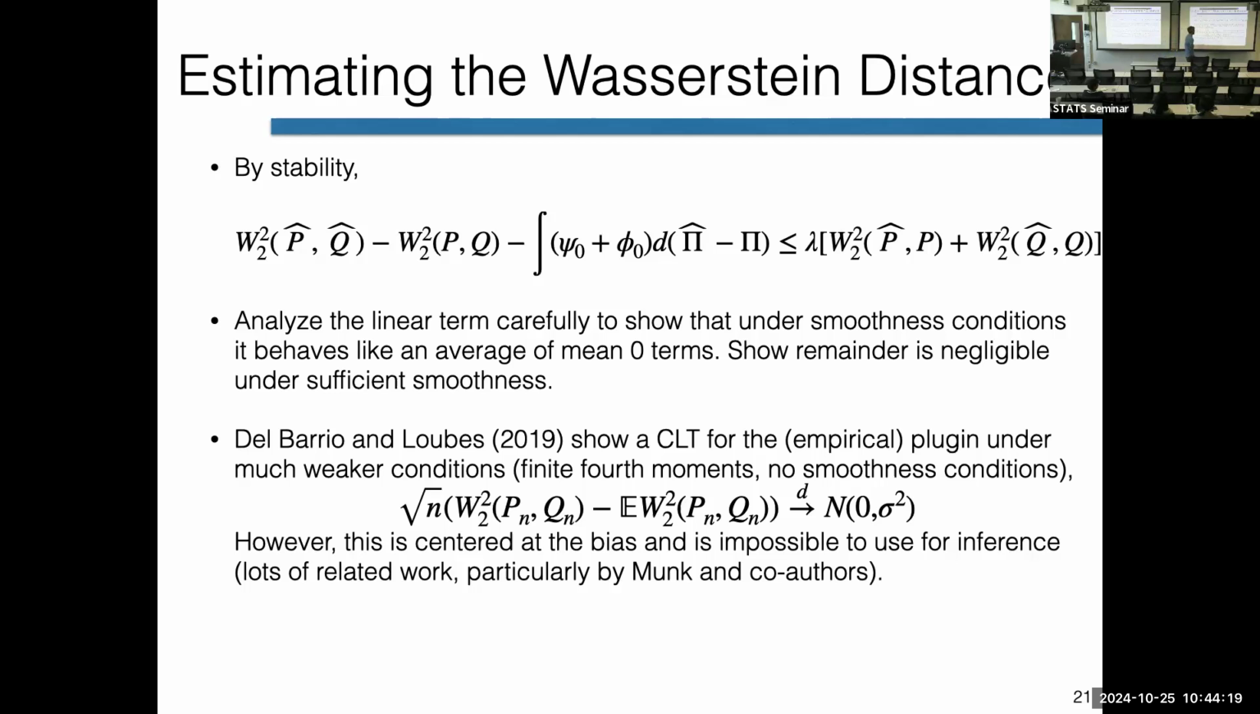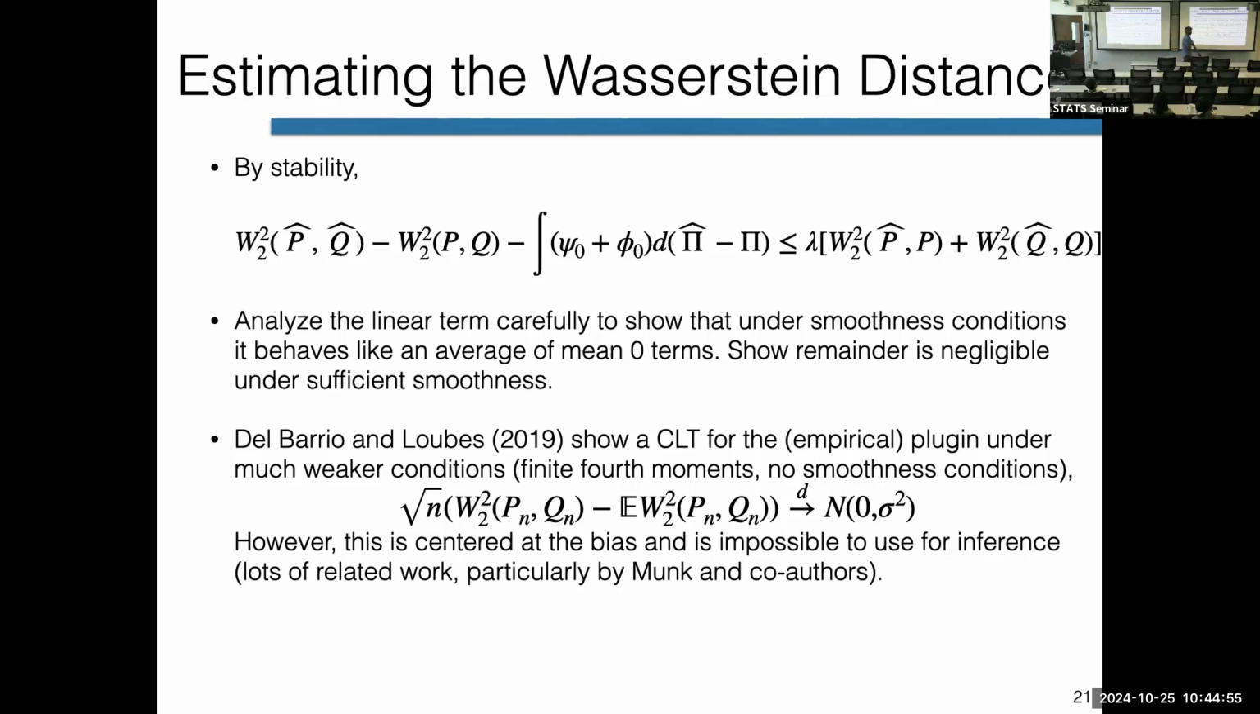Okay, so let me tell you something else, which is also true, and it's an older result. There's a very nice result of Del Barrio and Loubes, and what they show is that there's a sense in which the CLT holds for the plug-in estimator far more generally than the setting in which we did it. So what did they show? They showed the following statement. If you just looked at the squared distance between the empirical measures Pn and Qn, and you centered it at the expectation of this quantity, then if you scaled it by square root n, you would essentially always have a normal limit.